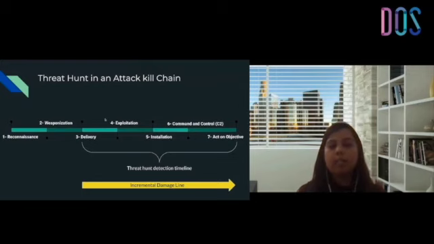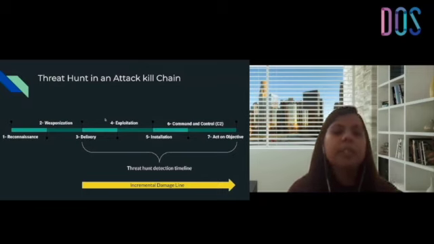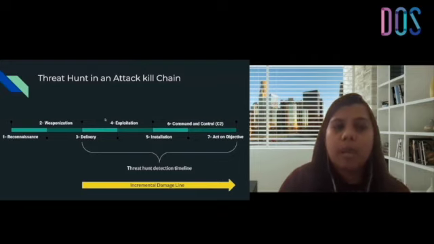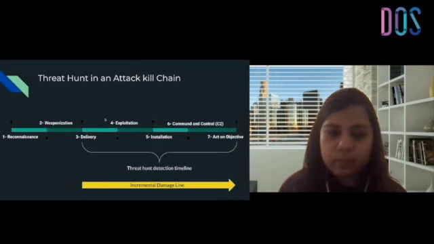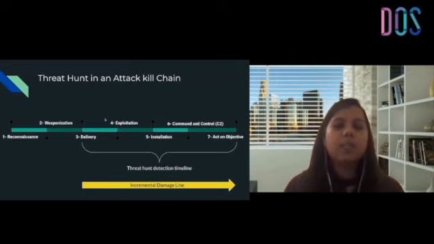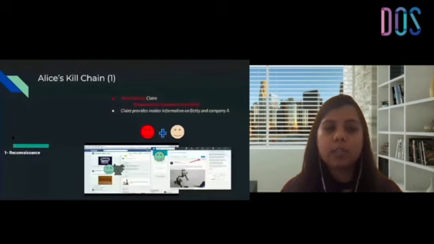So Alice is the attacker. Alice was hired by a disgruntled ex-employee, Claire, and Alice's main objective is just to disrupt all activity. Claire's motive was to get back at Betty, so she's using Alice to do that. So we know who Claire is at this point. Let's study what Alice's kill chain actually looks like.